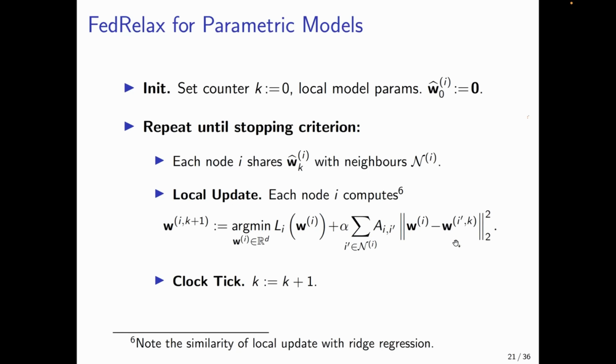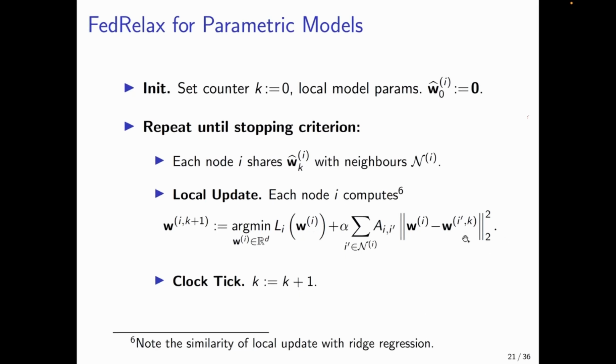So again, we have this algorithm pattern. You have to exchange model parameters between the neighbors, and each node then uses the model parameters of its neighbors to compute an update, to improve its own local model parameters. And here in this algorithm, we do it by using this penalty term given by the sum over all neighbors. So this seems very natural. We want to minimize the local loss function, but also we want to ensure that the local model parameters at node i are not too far away from the current local model parameters at the neighbors.